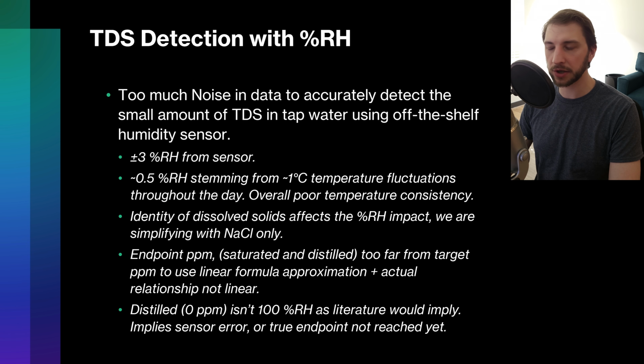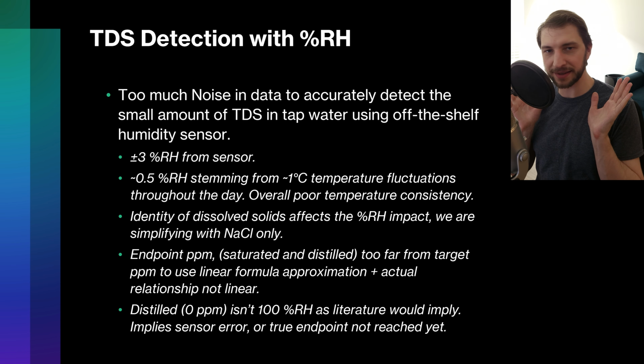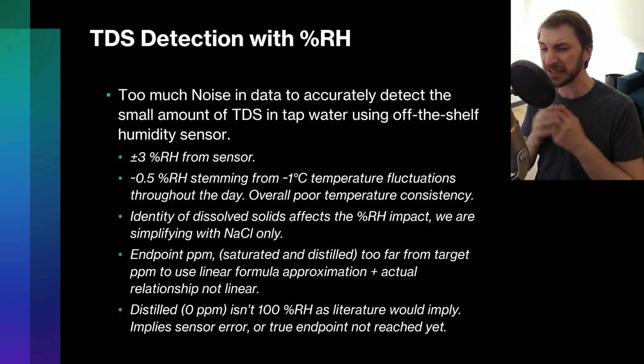What are our learnings here? First off, humidity sensor accuracy was pretty good. But still, plus or minus 3% is the total tolerance of the sensor. It just does not have the precision or accuracy needed for these total dissolved solids calculations. We weren't really controlling that temperature that well either. We might be getting 0.5% relative humidity differences with just 1 degree fluctuations.